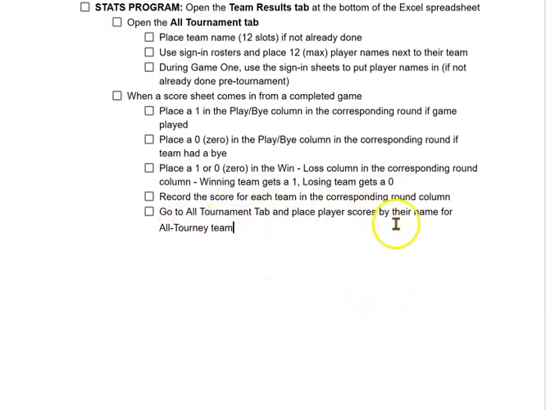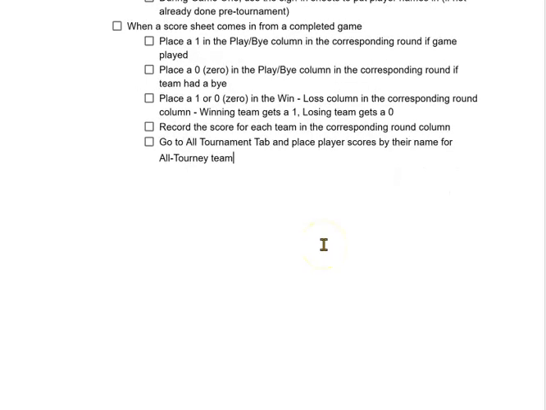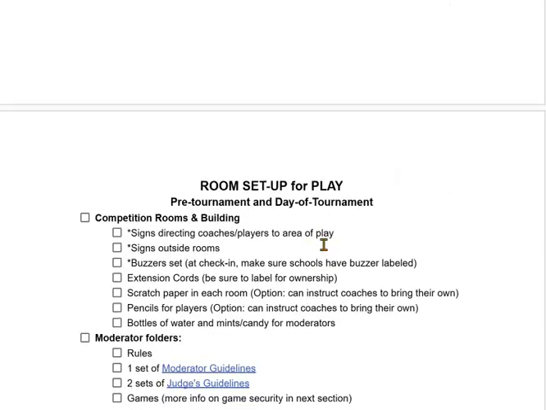And then you go to the all tournament tab, and you can place player scores by their name there. So you're going to get those score sheets back. That's going to have individuals there. This is for sanctioned AGQBA tournaments. You'll place in, like, player 1 got 3, player 2 got 4, and you'll place them in the appropriate spot by the name. Again, if you have those names preloaded, it saves you a whole lot of time.